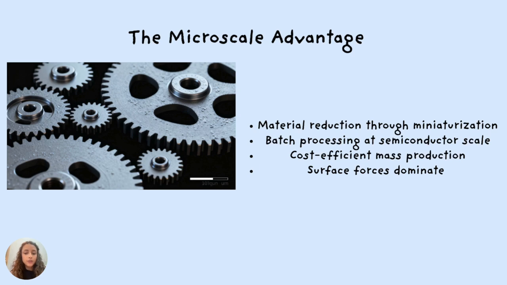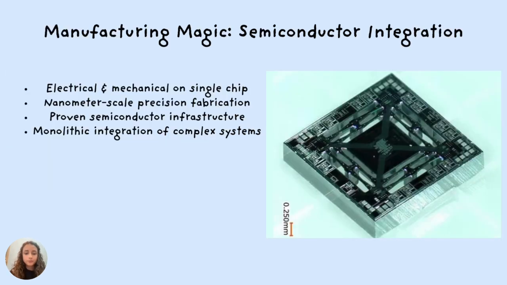At the microscale, the physics changes. Surface forces such as friction and adhesion suddenly become dominant. In the everyday world, these forces barely matter. But here, they completely reshape how things work. The genius move is that now you can build electrical and mechanical components on the same chip with incredible precision. That means complex, multifunctional devices can be mass produced reliably at scale.